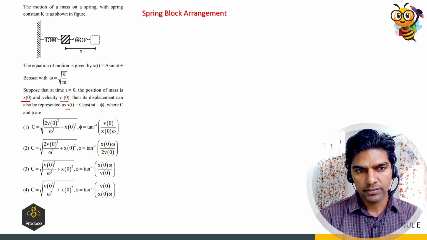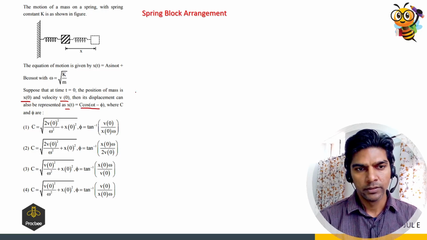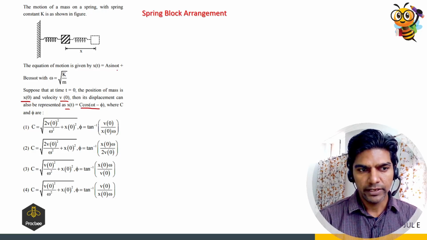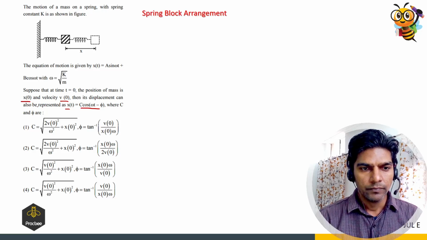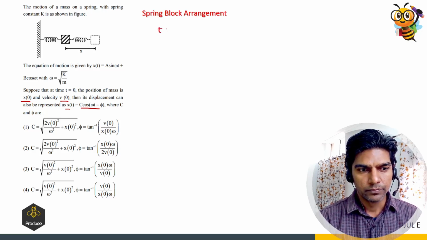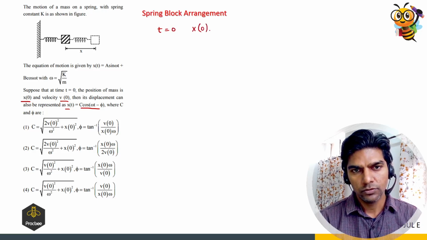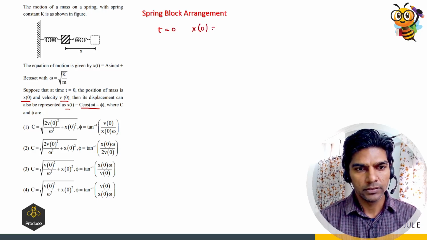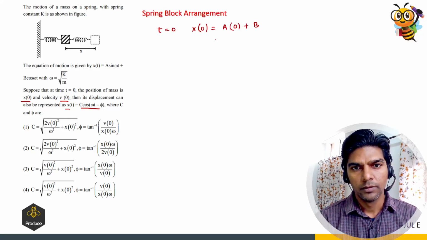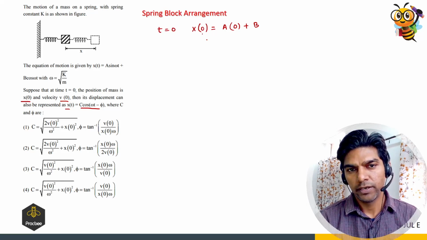So we have given x as a sin omega t plus b cos omega t, and we want to show this in terms of c cos omega t minus y. So for that we need to find what is a and b. Let us do that. So we know that when t is 0, then x is x0, value of x at t equals 0 is equal to a times 0 plus b. So we can say b is nothing but the value of x at t equals 0.